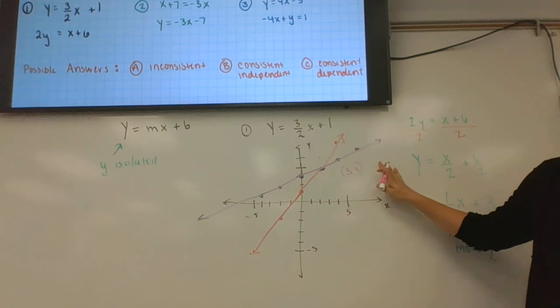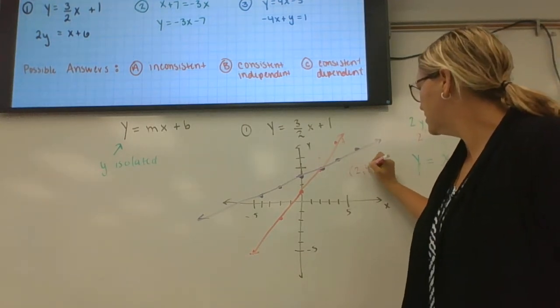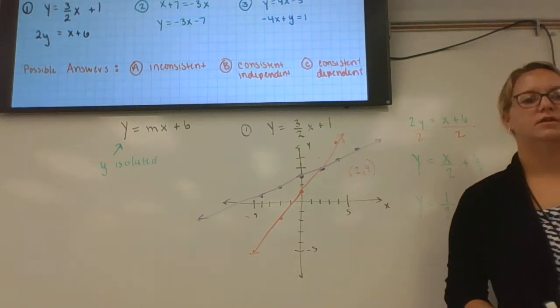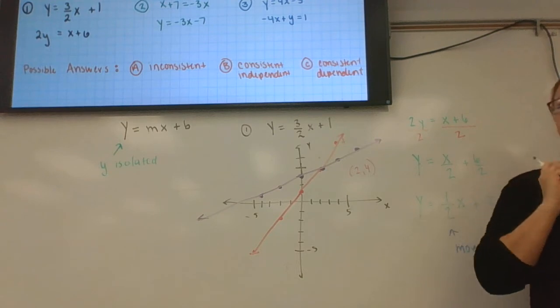Is it 2? 2, 4. Just when I was confident about my whiteboard graph. I'm going to walk around.